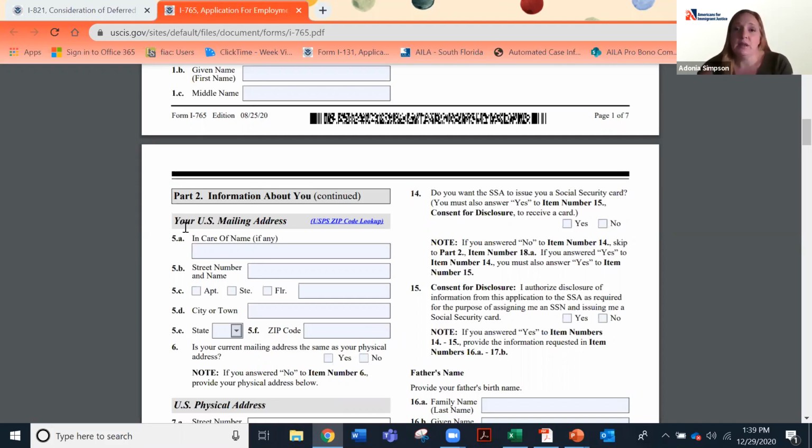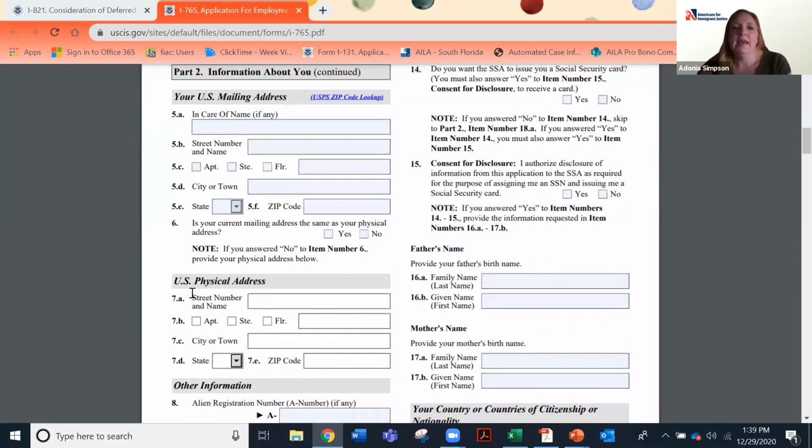So indicate your U.S. mailing address. And again, this does not have to be your actual physical home address. This is just where you want the information sent. And again, here's the U.S. physical address. So this is where you actually reside. So these may be two different addresses, or it could be the same address.